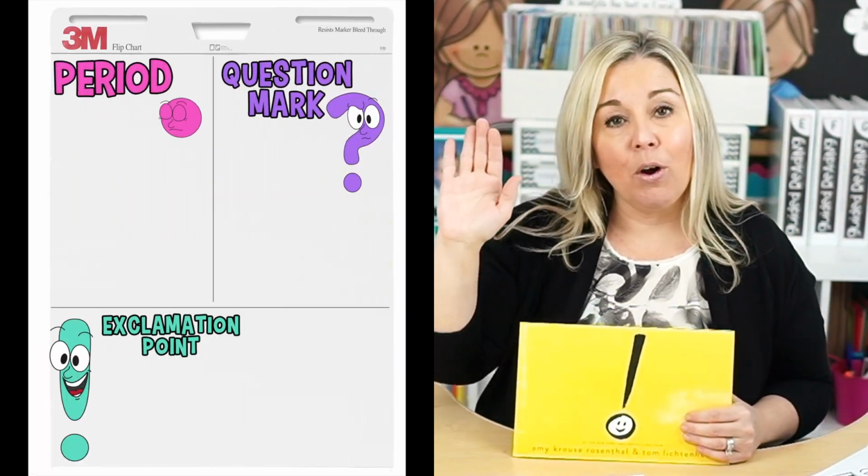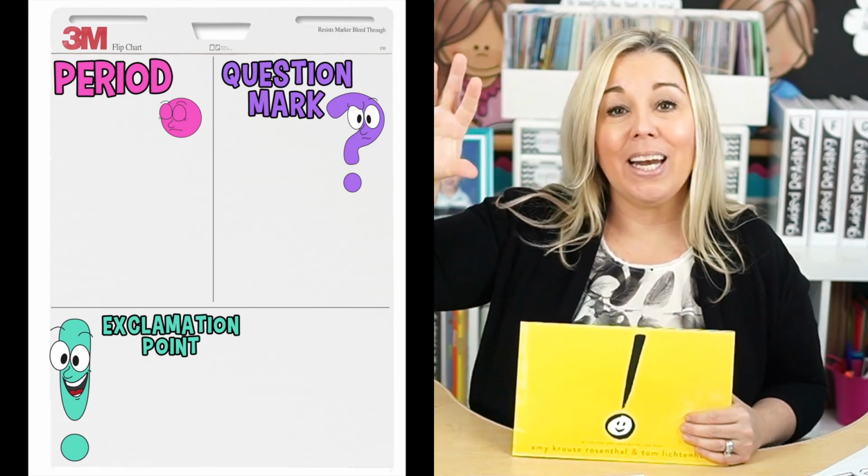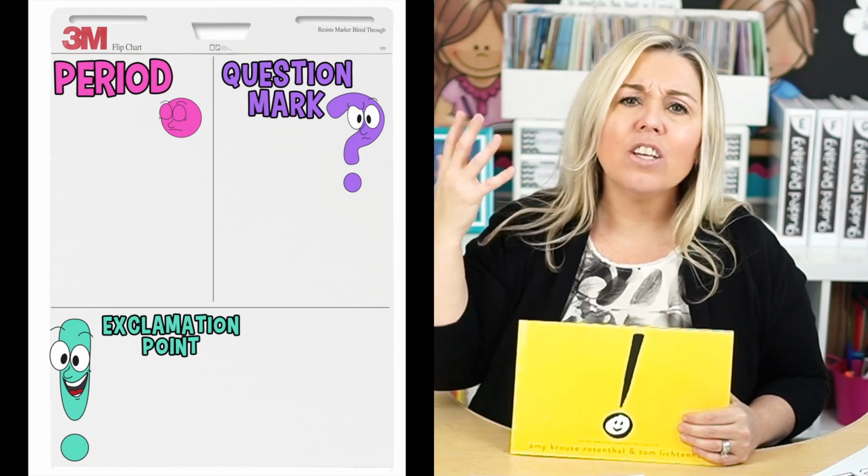So now I'll ask them, okay, what kind of punctuation marks did we see in the story? We saw a period, we saw a question mark, and we saw an exclamation point. Great. So then I'll put up a chart, and I'm going to show you that chart right here. I'll put up a chart that's got the period, the exclamation point, and the question mark. And then I'm going to ask, what do these punctuation marks do? And when do we use them?